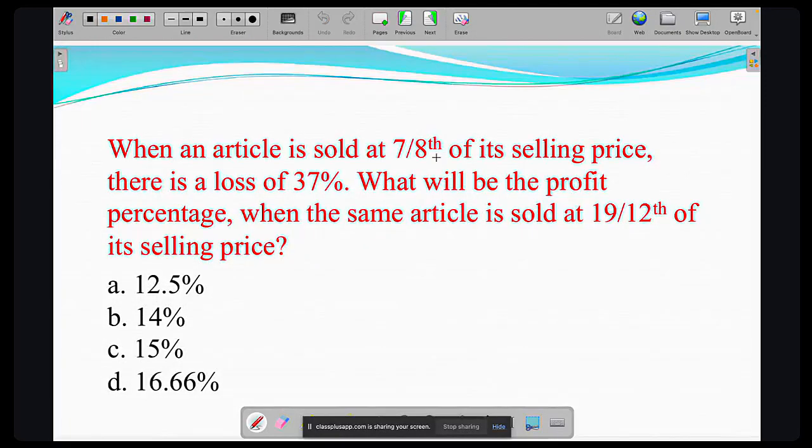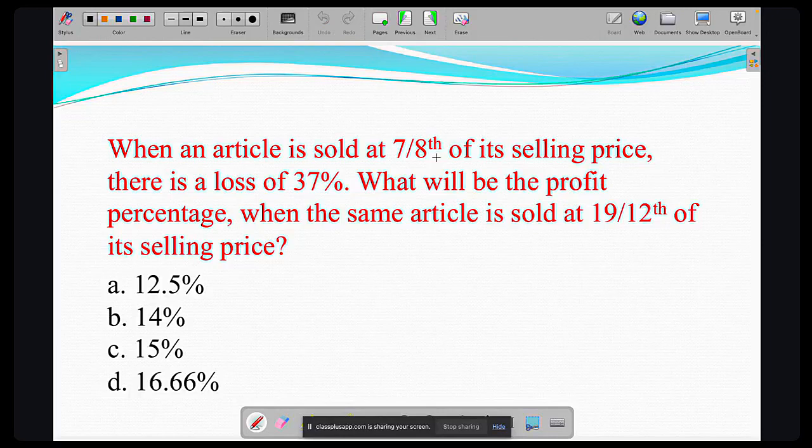See this. Same type but the data is different. You have to read what is that 7, what is that 8. When an article is sold at 7 by 8 of its selling price, there is a loss of 37 percentage. What will be the profit percentage when the same article is sold at 19 by 12th of the selling price?